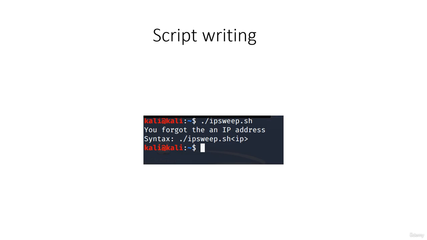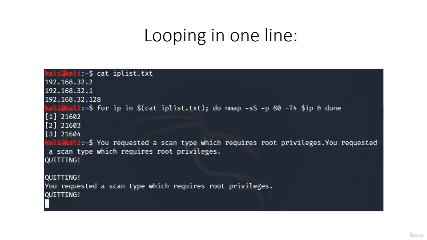If we don't enter any user input, this will give you an error message. Then what you need to do is loop in one line, so we can write a loop inline. In this loop, we are going to run through all the IP addresses in iplist.txt, then continue with a semicolon and run the nmap script with the declaration of the IP address, which is $IP. Lastly, finishing with this, we are done.